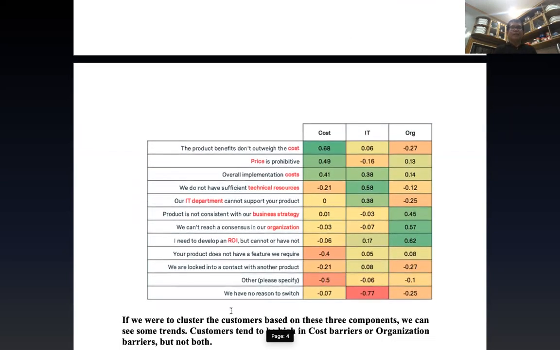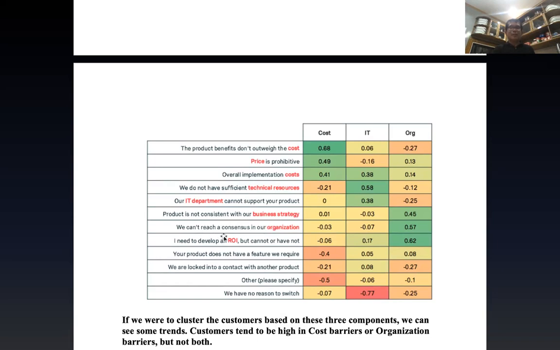So we have the product benefits don't outweigh the cost. The price is prohibitive. Overall implementation cost. We do not have sufficient technical resources. Our IT department cannot support your product.